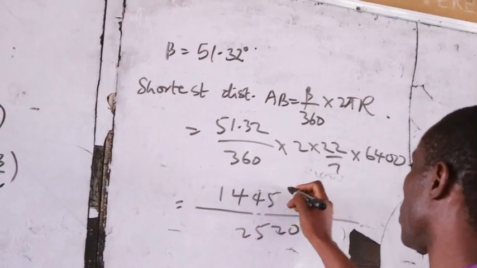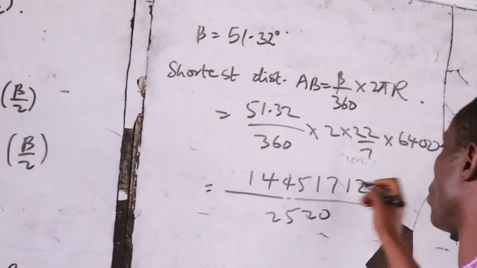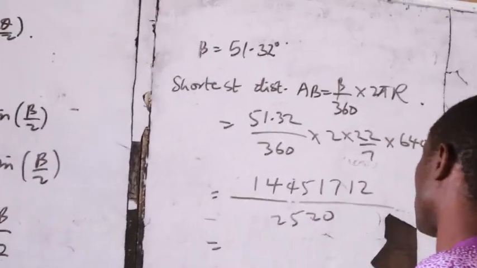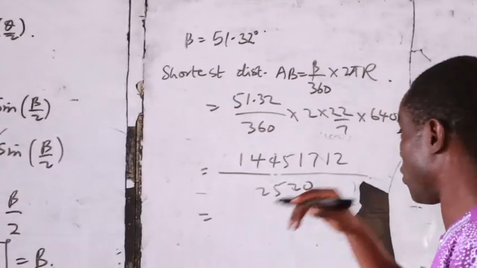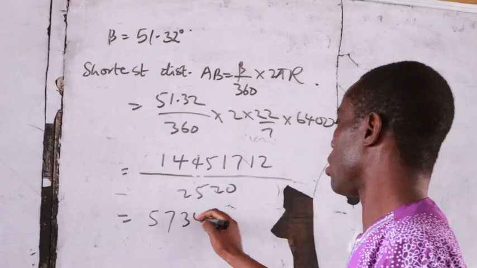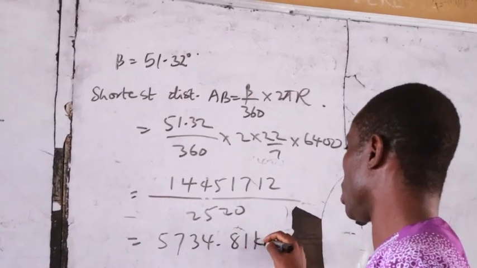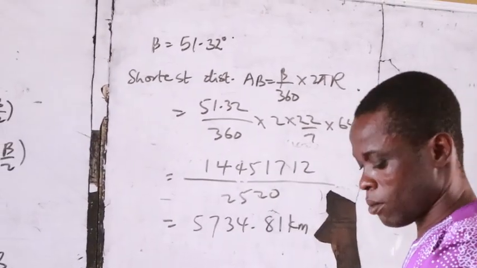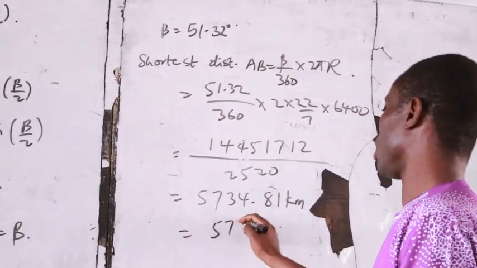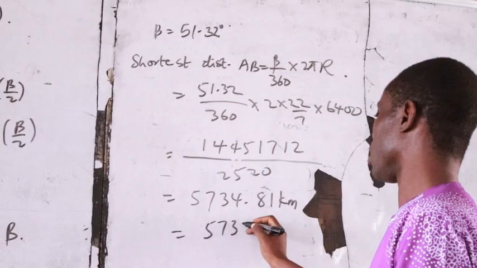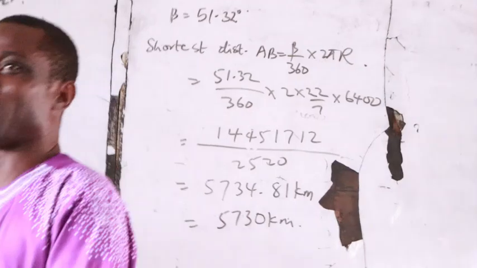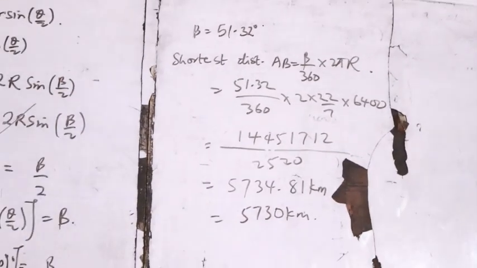14,451,712. Yes. Now divide. 5,734.81. 5,781 kilometers. Do you have the degree of accuracy? Yes, sir. What is that? 5,730 kilometers. So that is how to find the shortest distance.